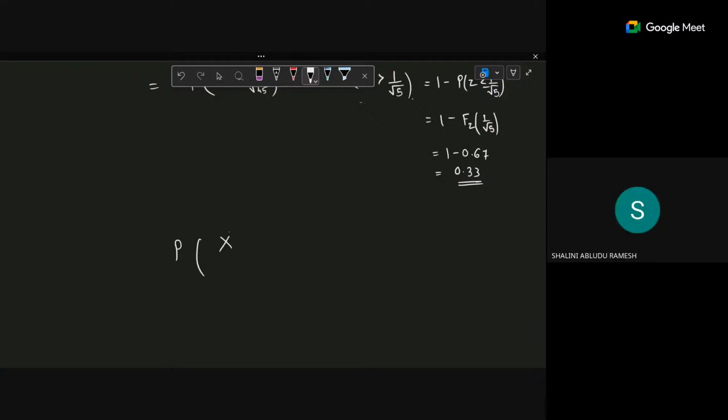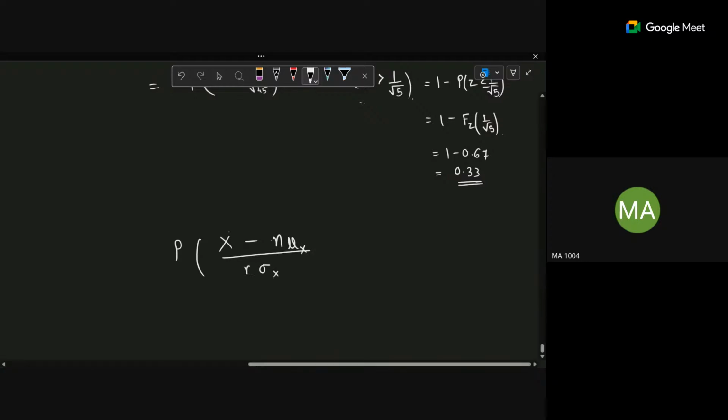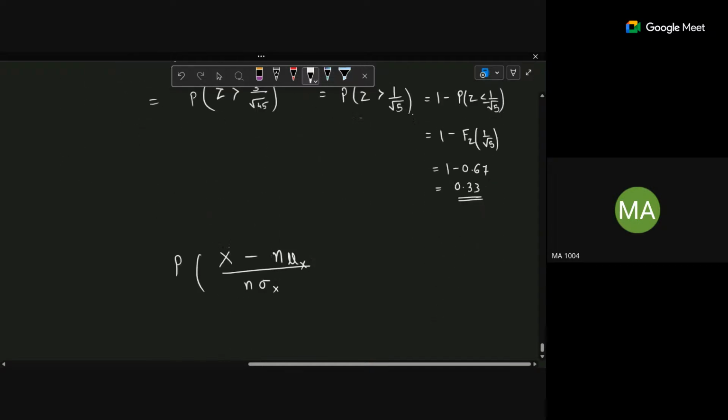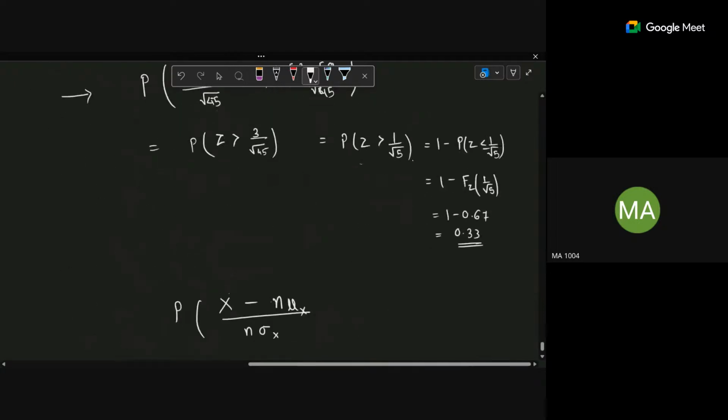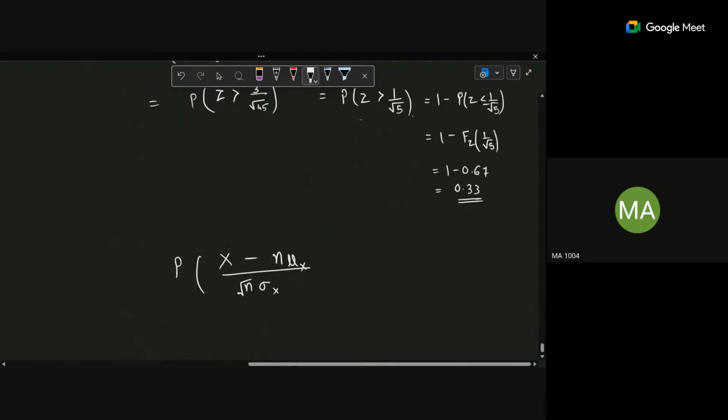Sum of 500 X's, ma'am, in this case. Yes. Sum of 500 X's minus n into p, where p is nothing but mu x here, divided by sigma x, or rather square root n sigma x. Are you getting the sense? Yes, ma'am. Square root n sigma x. And then you move ahead.